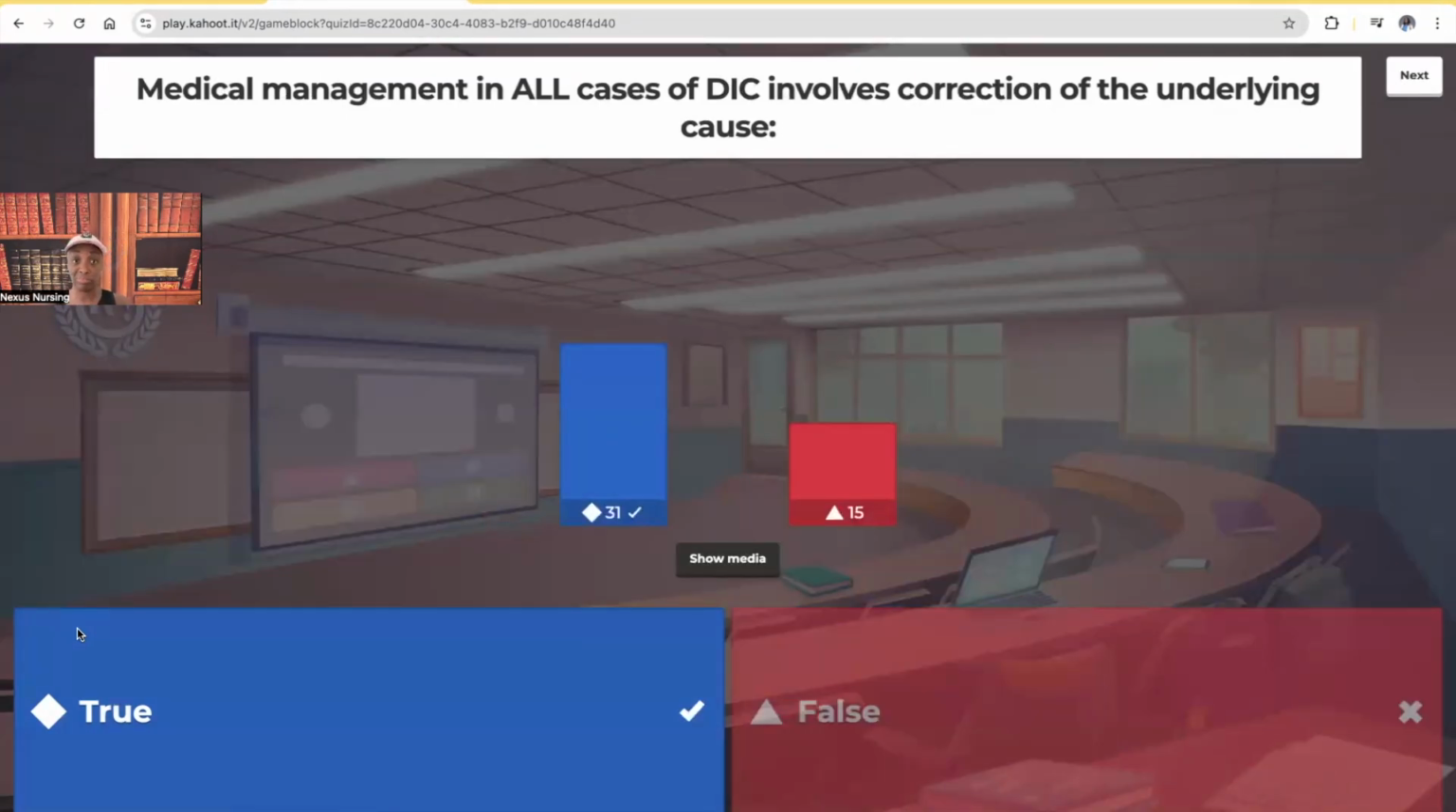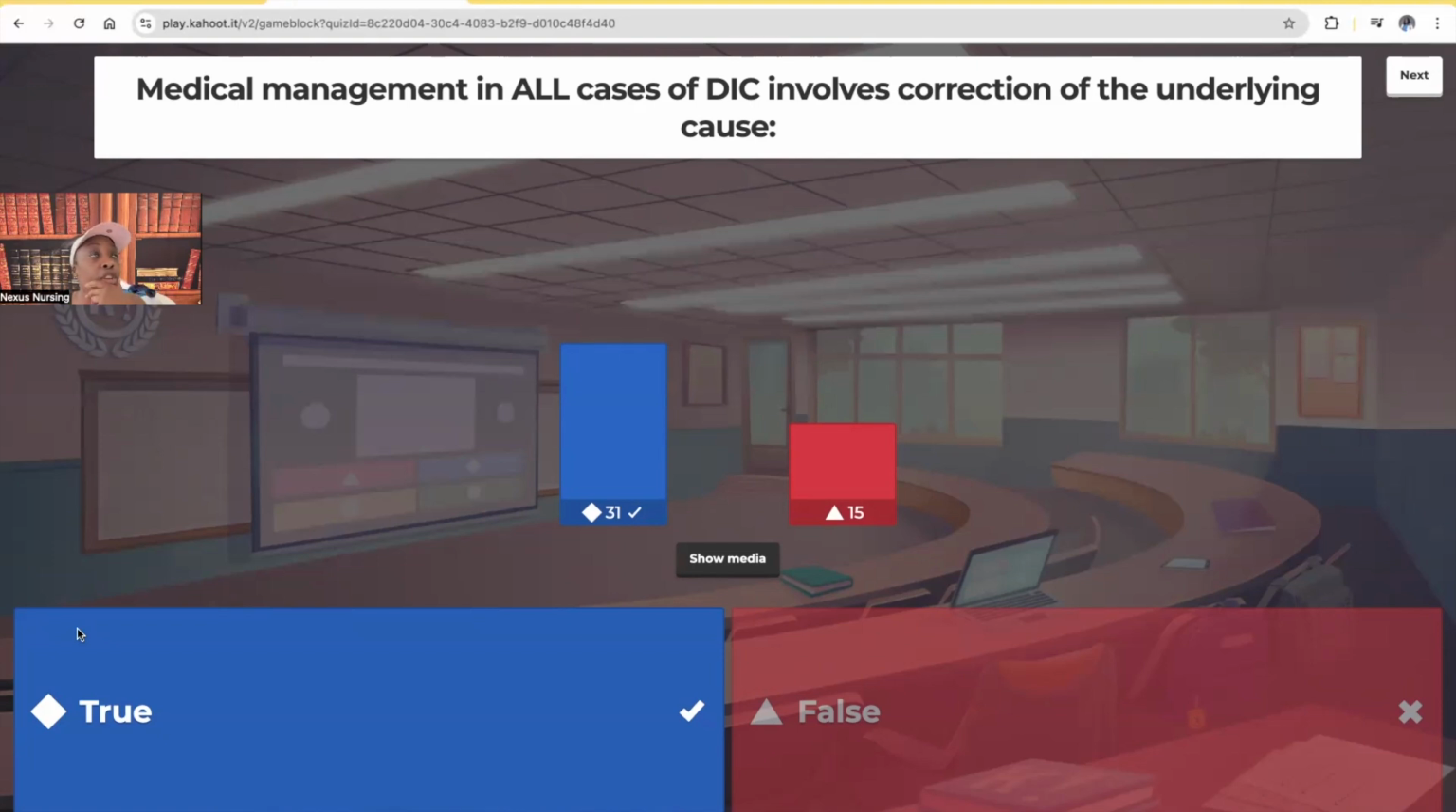It's true. Well, not the only part of the treatment plan, but you have to include this in the treatment plan for DIC. You have to resolve the underlying problem, or you could keep giving the patient treatment, but it's not going to fix the problem. So whether the underlying cause is a dead fetus in the womb, you're going to have to remove it. Maybe the underlying cause is the preeclampsia or the eclampsia. You're going to have to treat it.